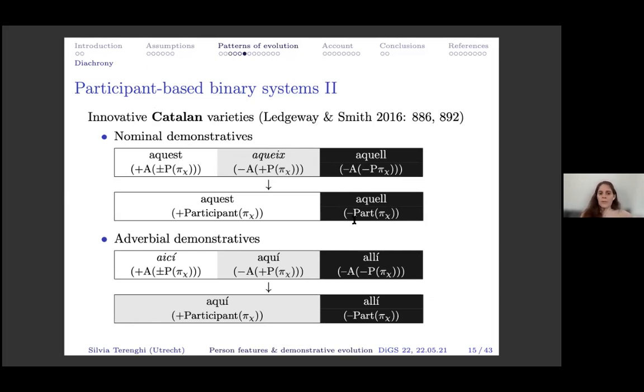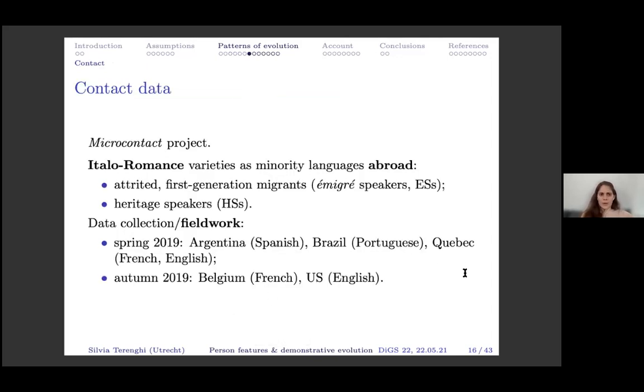So while in both cases the hearer-oriented semantics is lost, in the nominal domain its morphology is lost as well. But in the adverbial domain, its morphology is still in use for the speaker-oriented, for the participant-oriented domain. Okay, so now I turn quickly to some contact data.